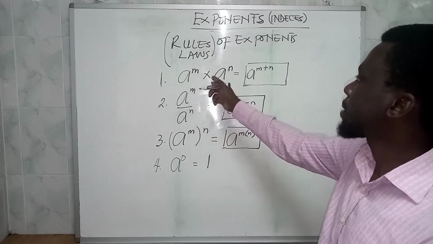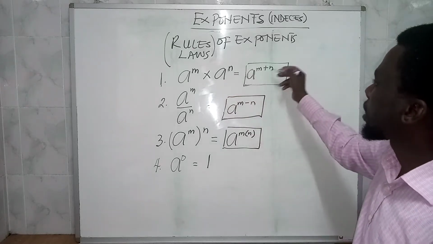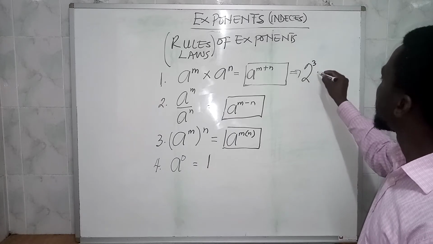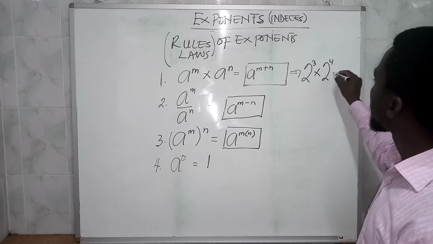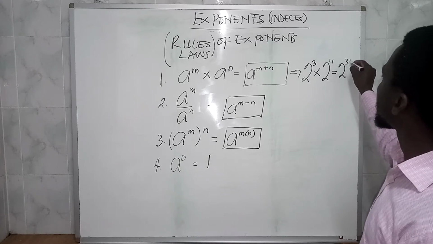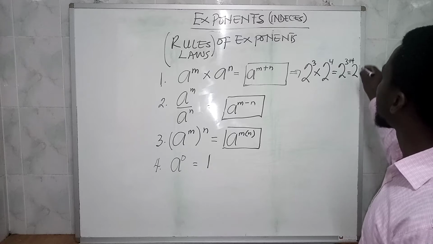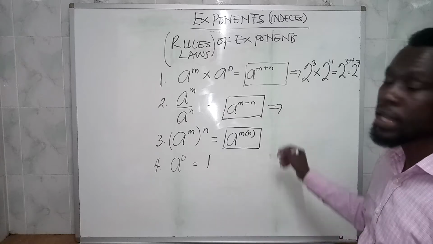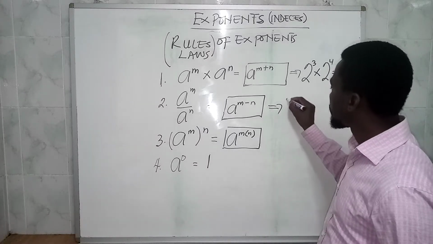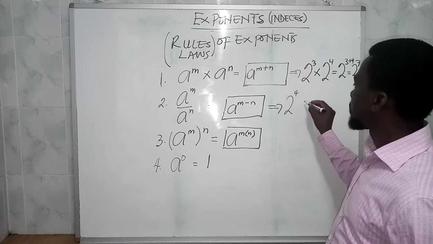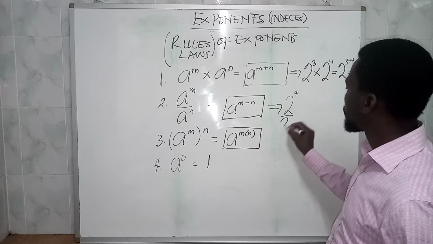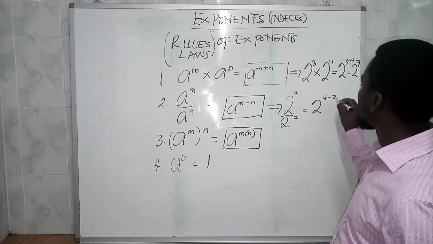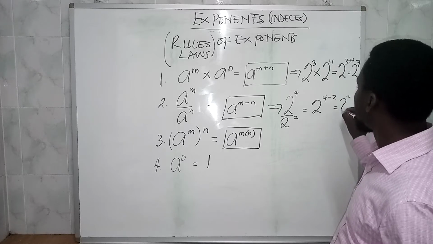So a raised to the power m times a raised to the power n is equal to a raised to the power m plus n. This implies that if we have 2 raised to the power 3 times 2 raised to the power 4, the answer is equal to 2 raised to the power 3 plus 4, which is 2 raised to the power 7. That is what it means. Now, if we have, for instance, 2 raised to the power 4 all over 2 raised to the power 2, this becomes 2 raised to the power 4 minus 2. This is 2 raised to the power 2.